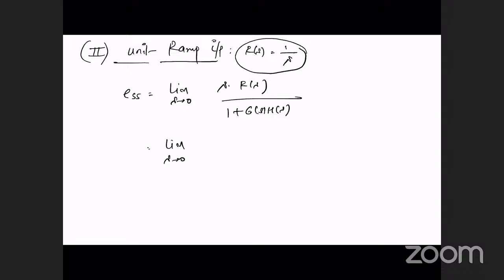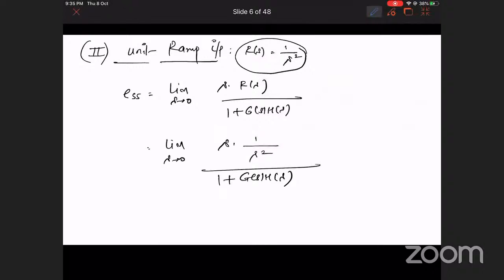Limit s tends to 0 of s into R of s, and R of s is what? This time it is 1 upon s squared. I'm so sorry for that. So let me substitute 1 upon s squared, whole divided by 1 plus g of s into h of s. Here, I can cancel s with this square. What is remaining? Let me write the remaining thing again.